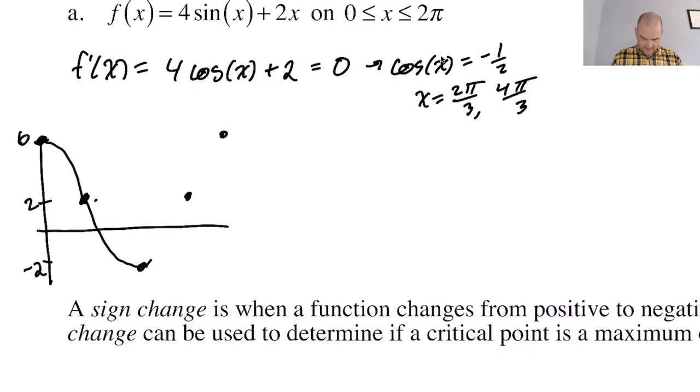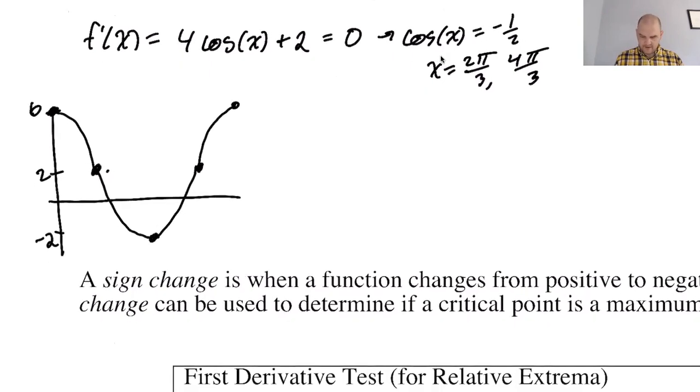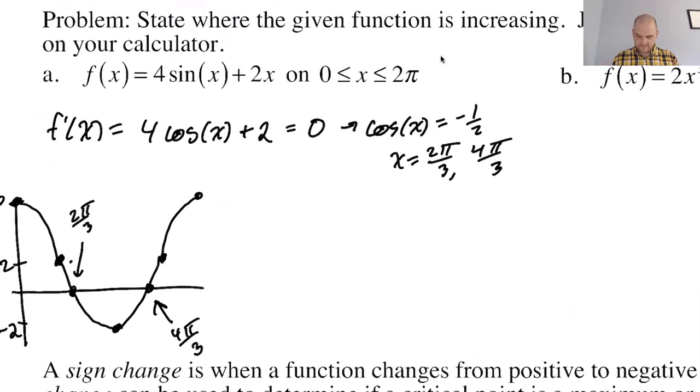We accidentally tapped the screen there. Oh God. Whatever. All right, so I found the zeros, right? So I know that this point right here is 2 pi over 3. And I know that this point right here is 4 pi over 3. Okay, so I'm looking for increasing. So this thing is increasing when f prime is greater than 0. So I know that from 0 to 2 pi over 3, definitely. And then from 4 pi over 3 to 2 pi.